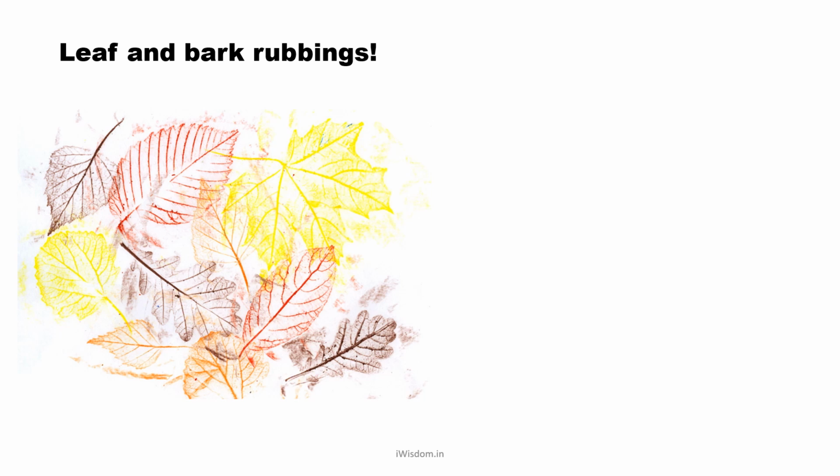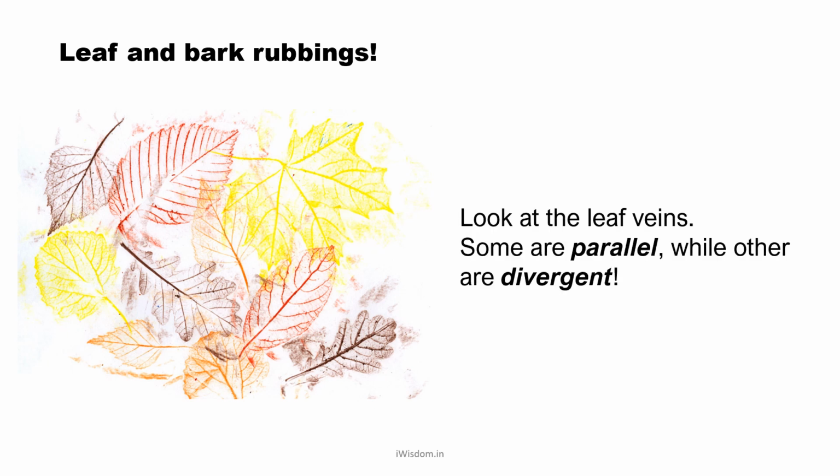What can you know by looking at the leaf rubbings? Leaf rubbing reveals the veins of the leaf. Even they are different for different leaves. Some are parallel, while others are divergent. That's right. By observing leaf rubbings, you can know about the plant.